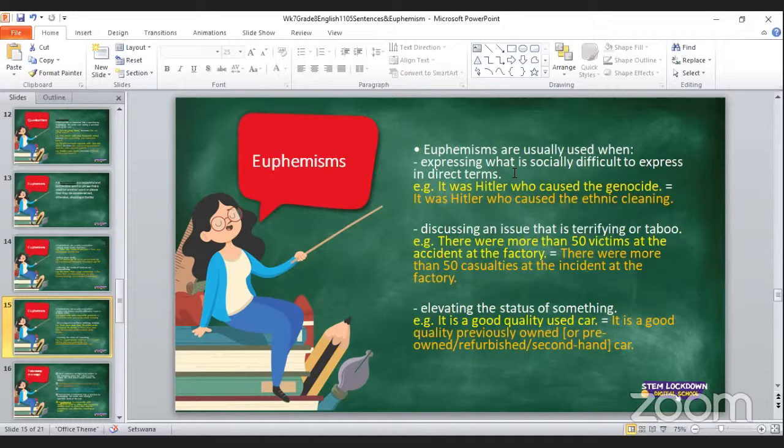I gave an example there. I said it was Hitler who caused the genocide. I don't know if you have already learned that in social science or in history.